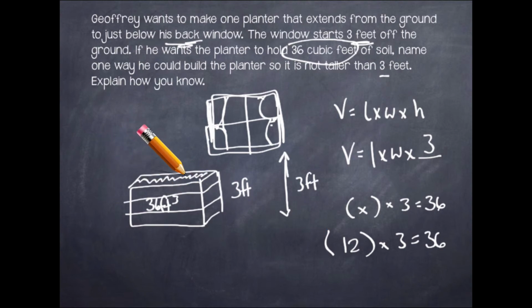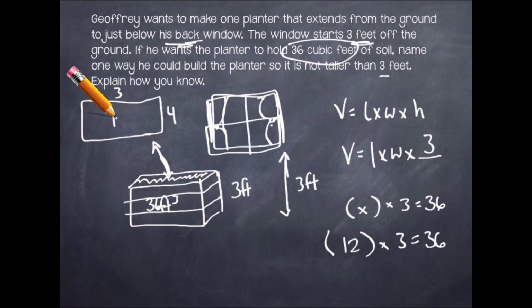So what are two numbers we can multiply together to get 12? Right, there's a couple different things. So if I were to zoom in on this base here, and just represent it in 2 dimensions, we know that we could do 4 times 3, that would give us 12, because that's what we need. We need 12. We could also do 6 times 2. We could also do 12 times 1. Any of those would work as the base.